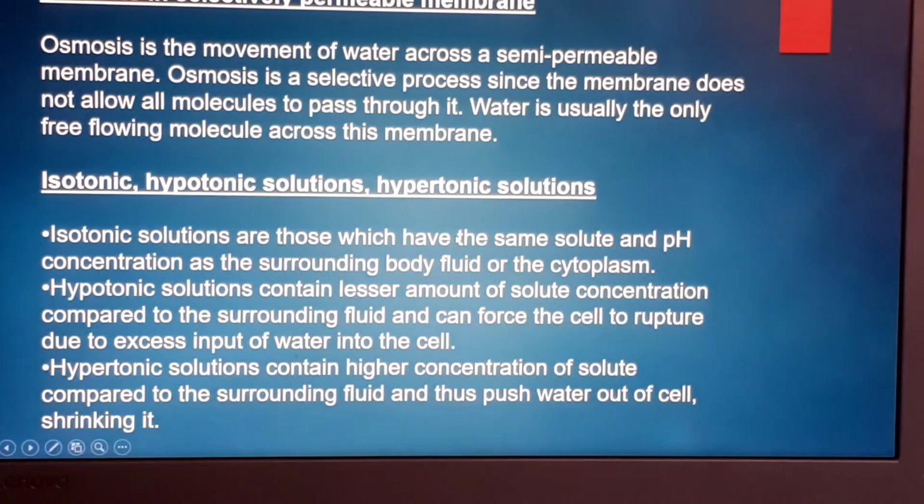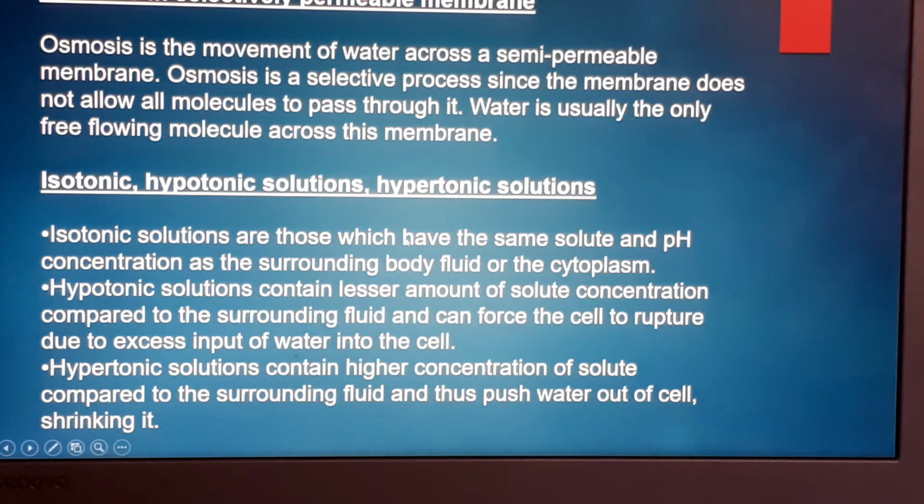Next, osmosis happens across a selectively permeable membrane. That means the plasma membrane is selectively permeable in nature, so it does not allow all the molecules to pass through it. Okay, here we have three types of solution: isotonic, hypotonic and hypertonic.